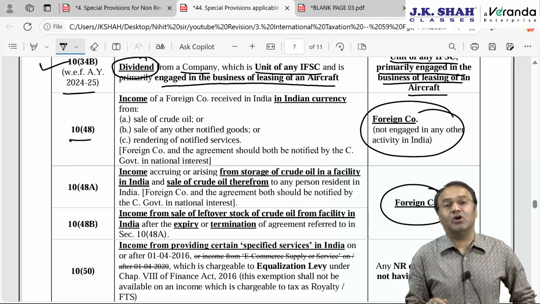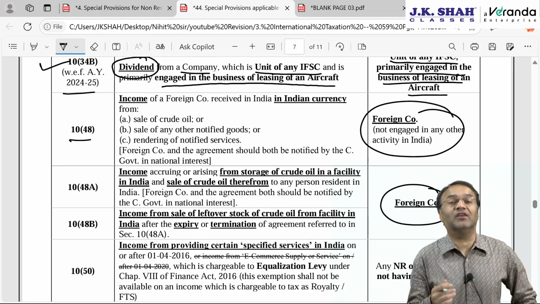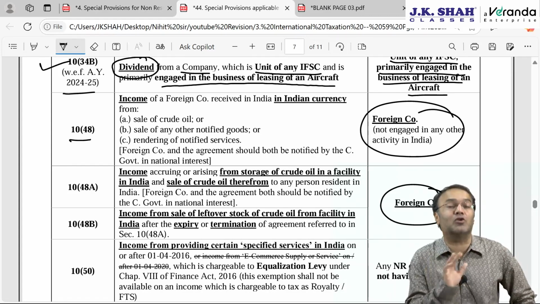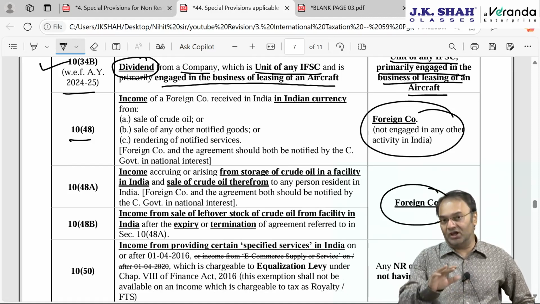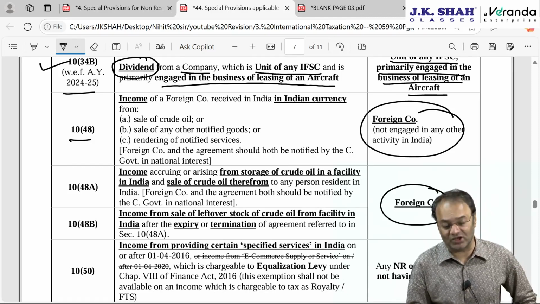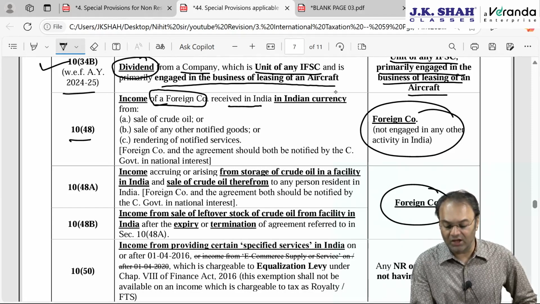OPEC countries, oil producing and exporting countries. We gave them an offer that in case you are ready to deal with us in Indian rupees, instead of foreign currency, then we will give you some exemption, which they agreed to and received this Indian tax exemption. Income of a foreign company received in India in foreign currency.